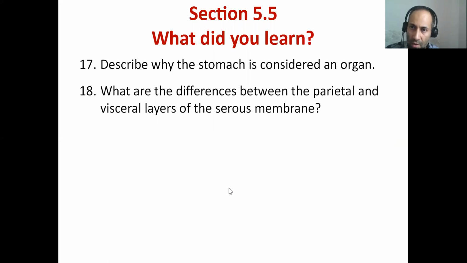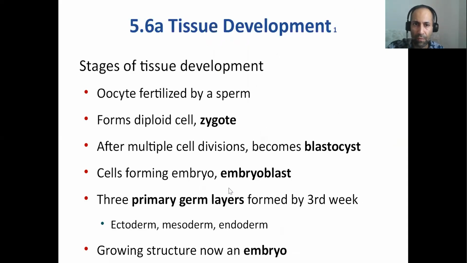All of those different tissue types work together. Differences between parietal and visceral layer: it is the same membrane. It doubles up over itself, as you remember from our earlier discussion, right? The outer layer is called the parietal layer of the membrane. The inner one is called the visceral layer, which is right next to the organ itself.